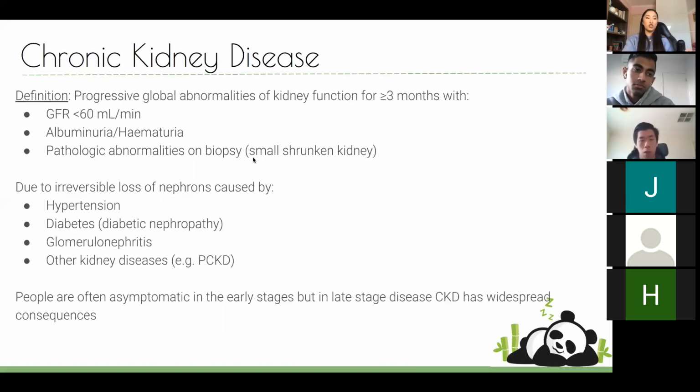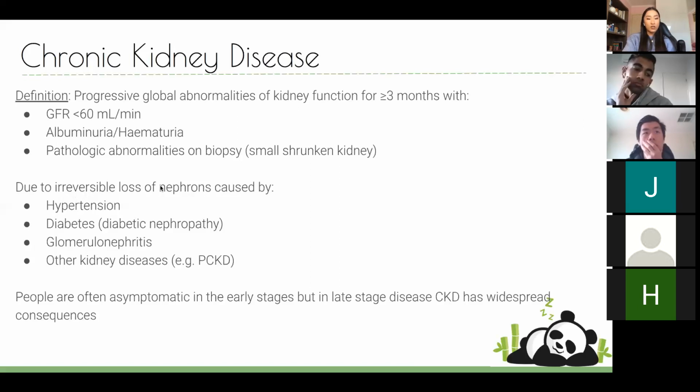In imaging, you can also just see small shrunken kidneys, but on biopsy, you'll see things like scarring and shrinkage. It's caused by an irreversible loss of nephrons. Irreversible is important here. So CKD is a progressive thing. Once it starts, you really can't reverse it because loss of nephrons is irreversible. We don't make any more nephrons after birth. So you're kind of stuck with what you got, and if you're damaging them, that's kind of it.